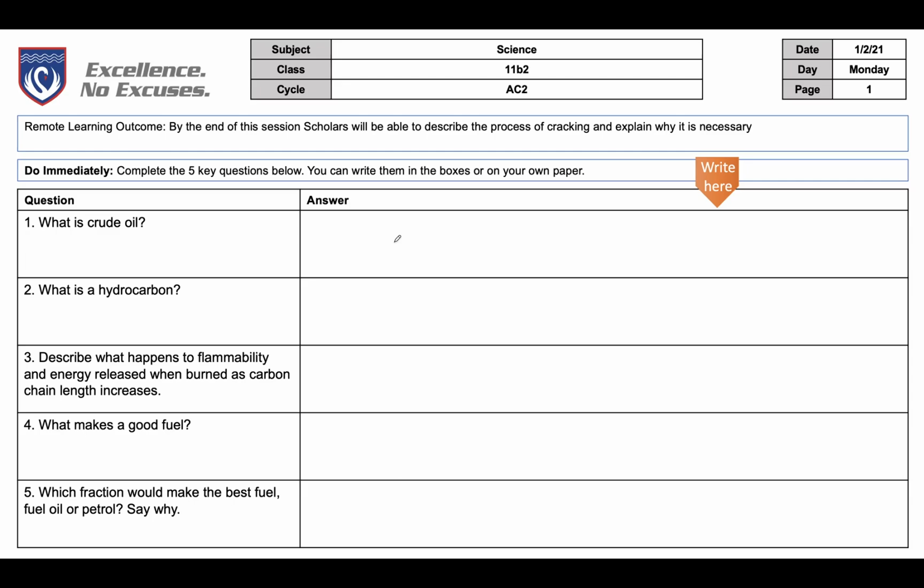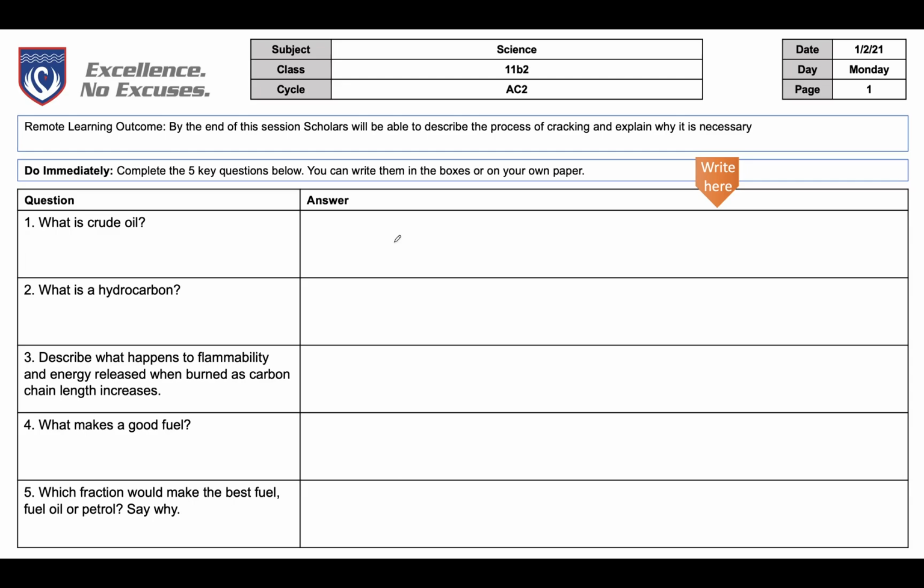Question 3 asks, describe what happens to flammability and energy released when burned as carbon chain length increases. So as we saw last lesson, if we increase the chain length, the flammability decreases, it's harder to set on fire, whereas the energy released when burned increases as carbon chain length increases.